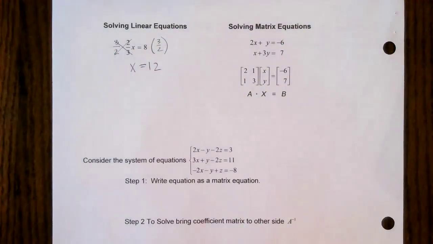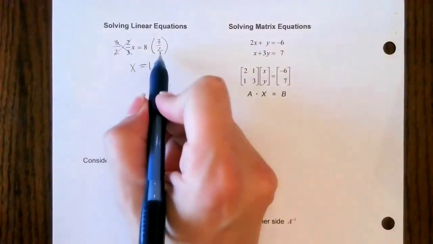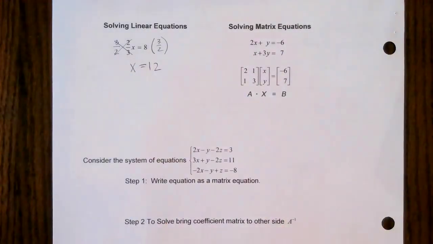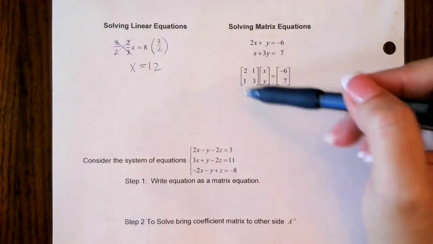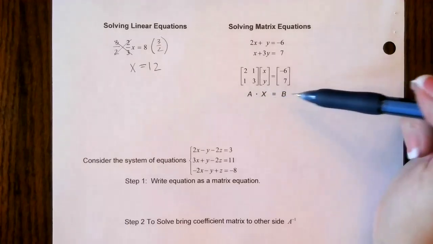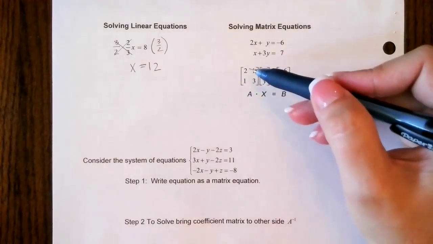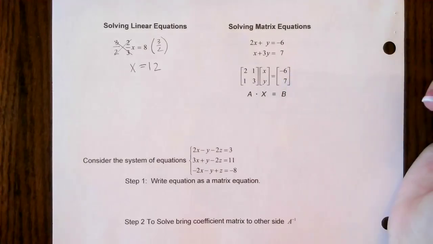The same is true for any equation you do. You multiply times the multiplicative inverse to get it to the other side. You always do that inverse operation. The same is going to happen with our matrices here. So we have A times X equals B. This is matrix A, this is matrix X, and this is matrix B.